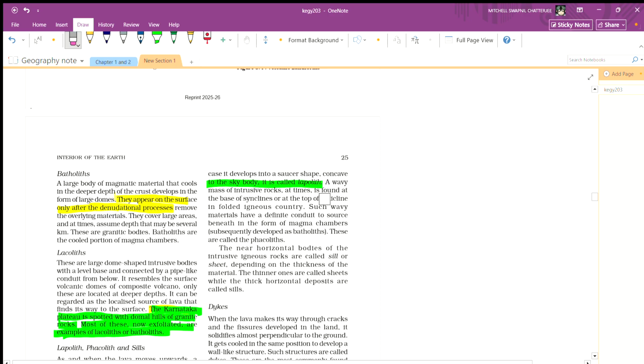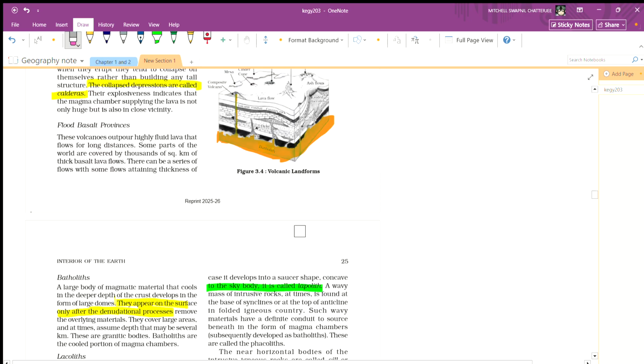A wavy mass of intrusive rock at times is found at the base of a syncline or at the top of an anticline. Such wavy material has a definite source beneath in the form of magma chambers that prevent it from reaching the ground. These are called phacoliths.